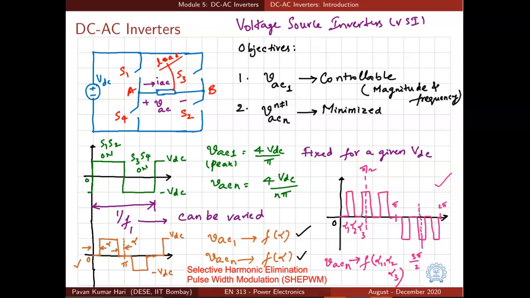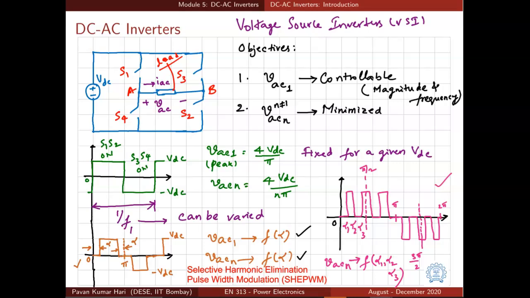Now what will happen? Any nth harmonic component, including the fundamental component, will be a function of alpha 1, alpha 2, alpha 3 for a given DC voltage. So we can find a solution for alpha 1, alpha 2, alpha 3 to achieve the desired objective. So much given fundamental voltage and so much third harmonic, or 0 fifth harmonic or 0 seventh harmonic, and so on. Basically, we will be solving a system of nonlinear equations and arriving at the instants alpha 1, alpha 2, alpha 3 and switching the switches appropriately.